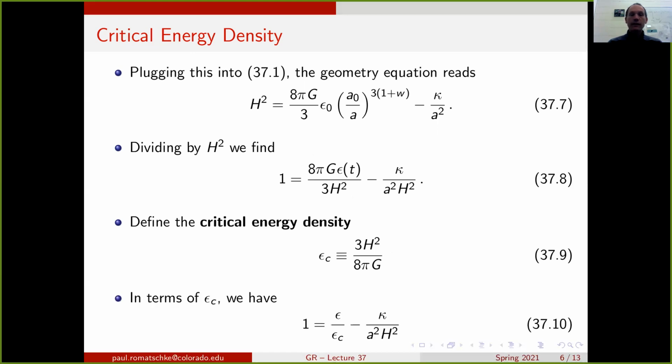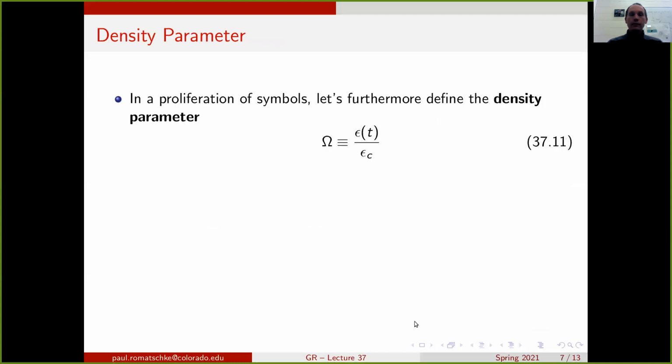So by doing this, in terms of this EC here, we have this equation here, where I just want to point out that despite the writing here, the critical energy density is not a constant because it depends on the Hubble function H of t. It looks like cosmologists like defining parameters. So we will define another parameter, which we call omega, which is now called the density parameter. And we define this as the ratio of the energy density and the critical energy density.